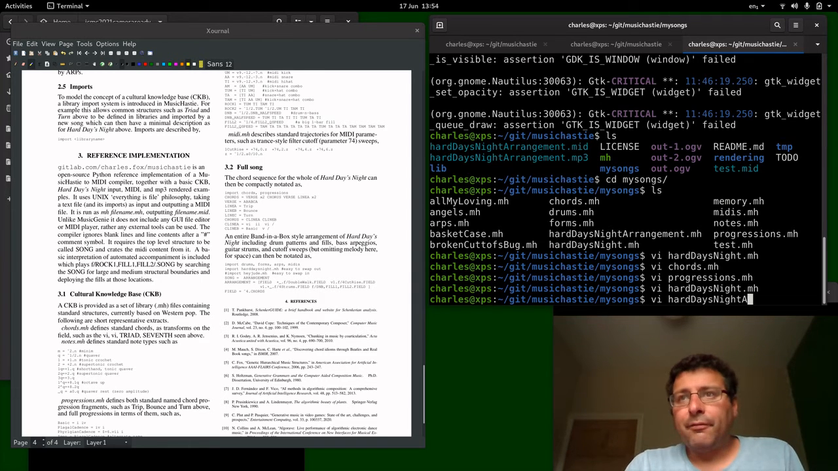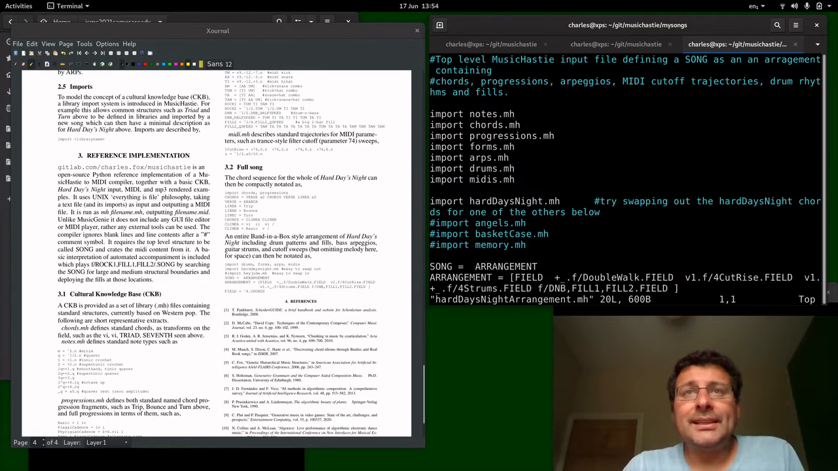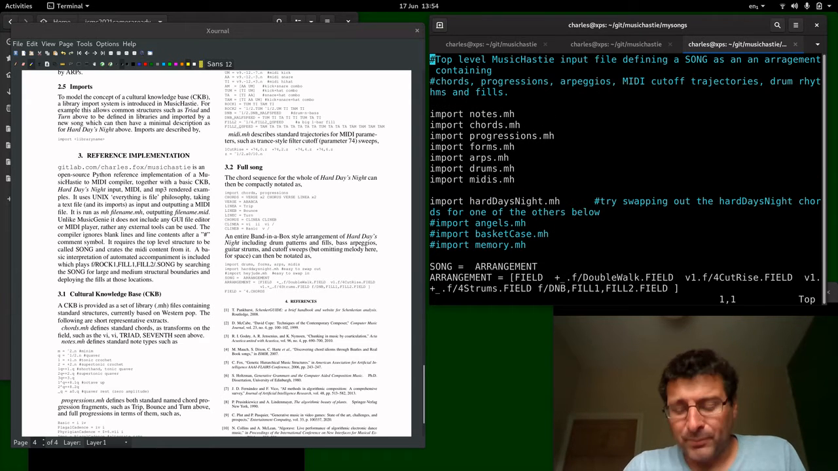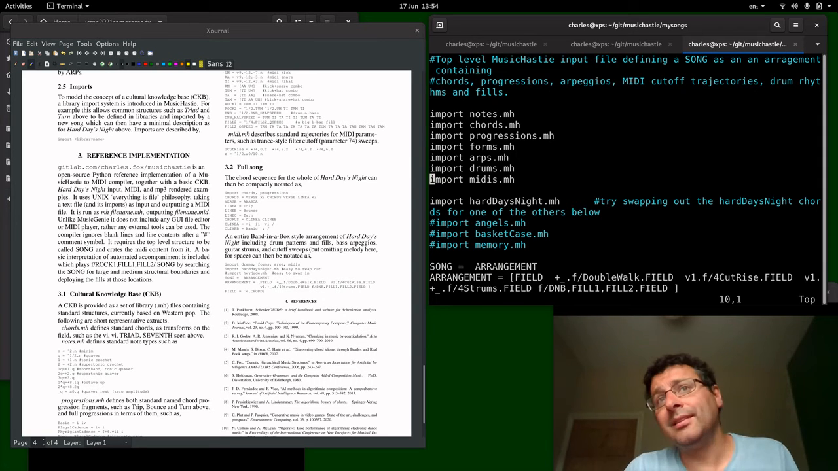But because we have this separation of describing the chord field from the structures that are drawn from it, we can very easily create an arrangement of that. And here's how we create an arrangement. We are importing a bunch of stuff from the cultural knowledge base, the chords and the progressions we've seen, also things like drum patterns, bass arpeggios, and the MIDI control parameter sweeps. We import the chord field here, and then we put them together.